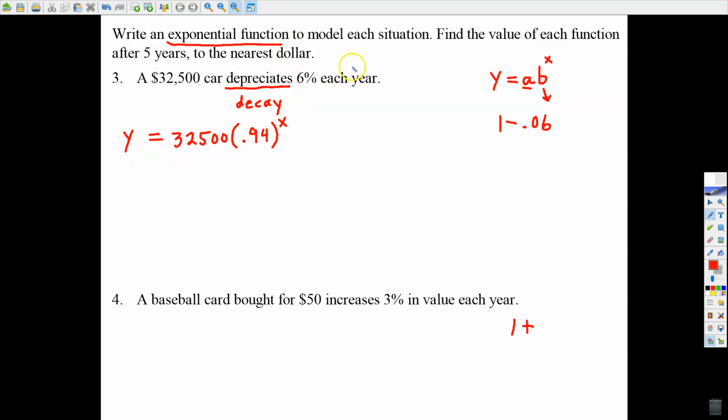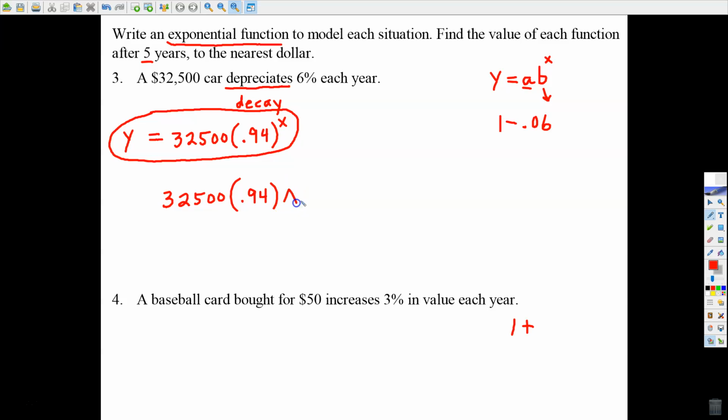Okay, so the first sentence is answered right here. My function that models this situation, and I want you to show me that in 2 different parts when you do your test. There's the function model for this particular car situation. Now we'll get specific and we'll find how much this car is actually worth after 5 years. So now you're going to go to your calculator, just use this formula, this function that you came up with, and in place of x, you're going to put an exponent of 5. So you're going to raise this to the 5th power.